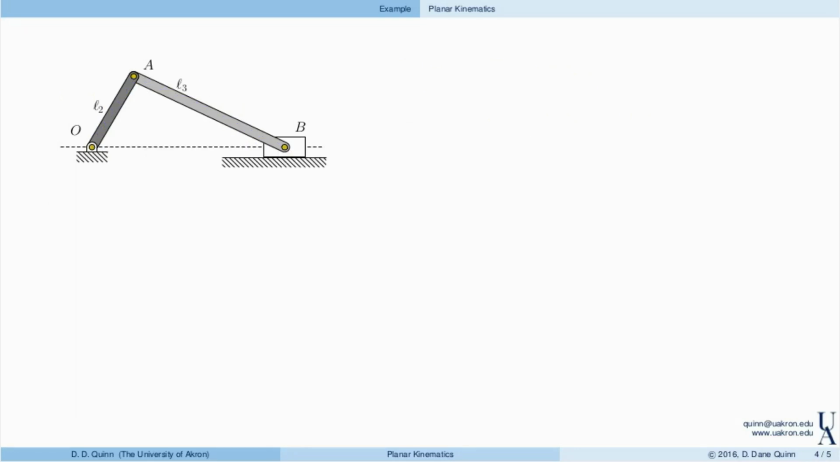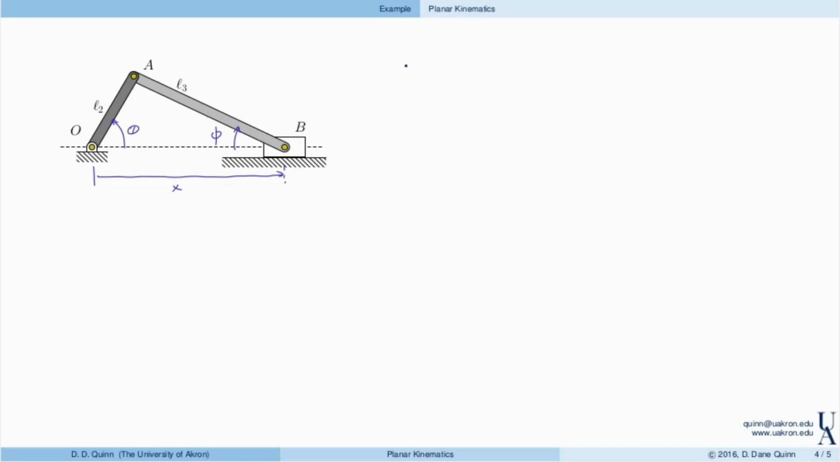Now we'll turn to the velocity. Again, here's our linkage once again, and we had the angle theta defined, we had the angle phi also identified as this angle, and then we had x as the position of B, or the distance between B and O.